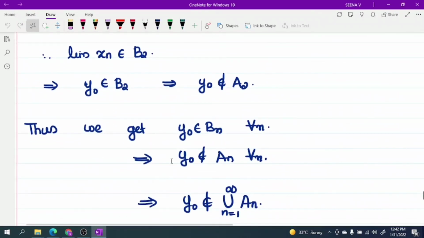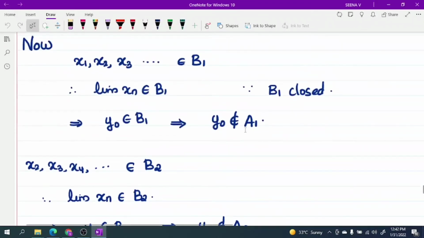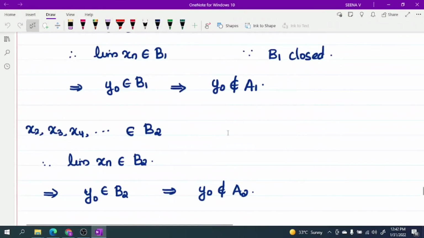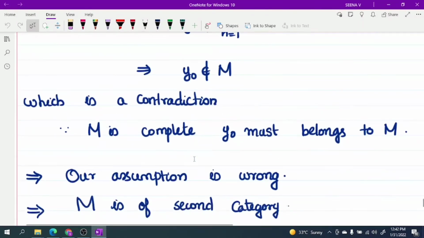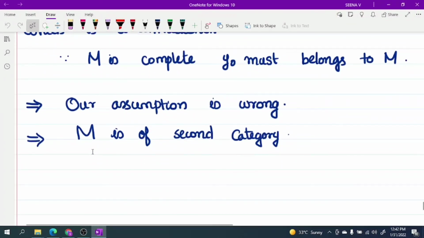Finally, proceeding like this, we get y0 belongs to Bn and y0 does not belong to An. So y0 does not belong to the union n equal to 1 to infinity of An, because y0 does not belong to A1, A2, A3 and so on. So y0 does not belong to A. But y0 is the limit of the sequence and that must be an element of M. Therefore, y0 not belonging to M is a contradiction, because as M is complete, the limit must belong to M. So our assumption is wrong. This contradiction occurs as we assumed that M is of first category. That is wrong. Therefore, M is of second category.